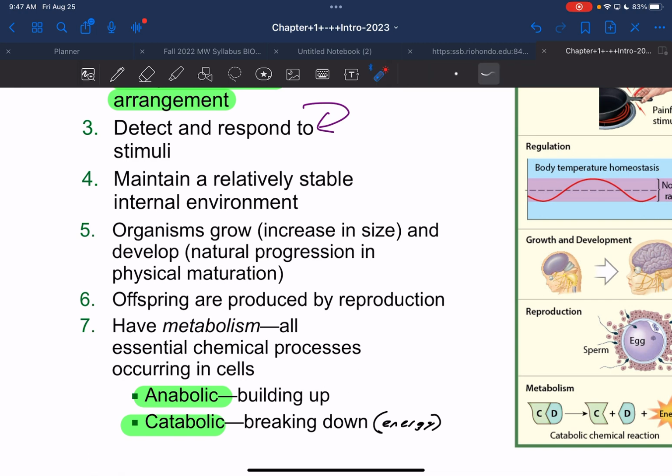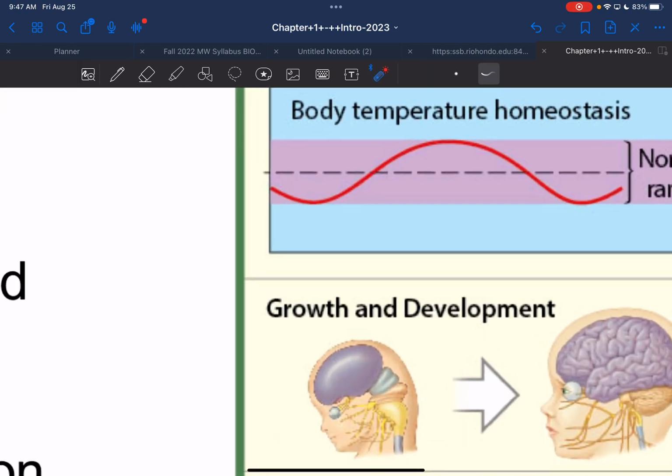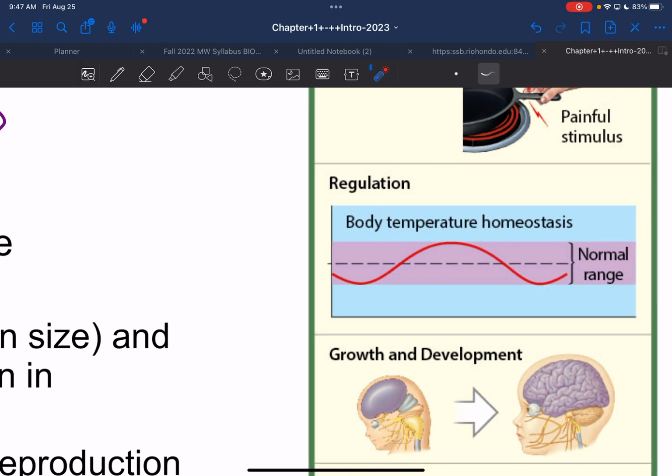And your body will work like a thermostat, like the thermostat in your house. Your thermostat is always making sure that if the temperature goes too high, then it turns on the AC. If it gets too cold, then it turns on the heater. It's always trying to maintain this perfect temperature that you set it at. Your body does the same thing.